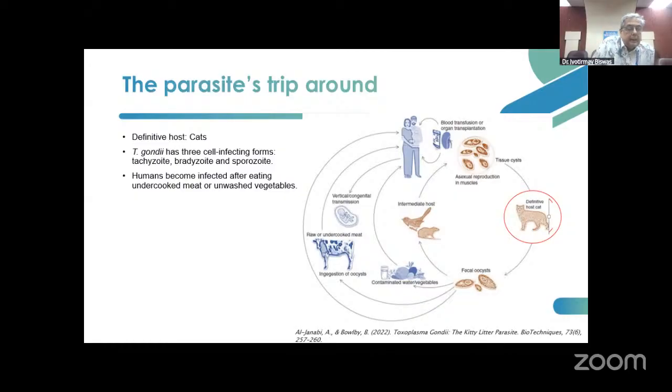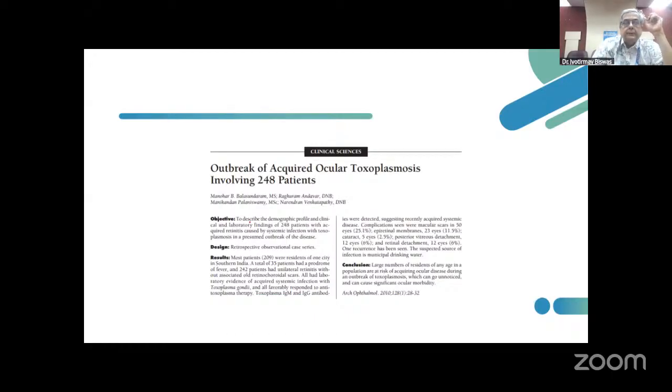Toxoplasma gondii has three infective forms: tachyzoite, bradyzoite, and sporozoite. Tachyzoite is the small one, and bradyzoite is the cyst form. Humans become infected after eating uncooked meat or unwashed vegetables, particularly contaminated water. I'll be showing an article which has been published from Coimbatore. This was a very interesting article. Outbreak of acquired ocular toxoplasmosis involving 248 patients. What a big number.